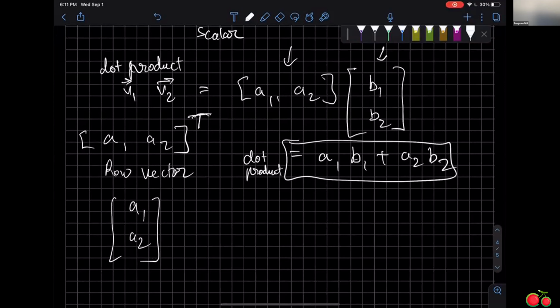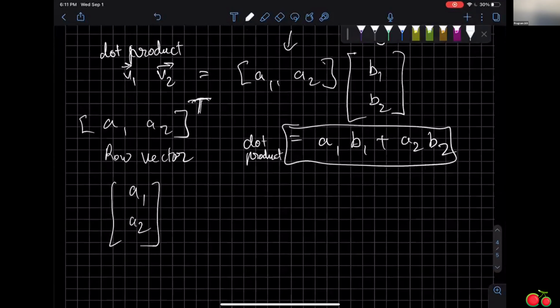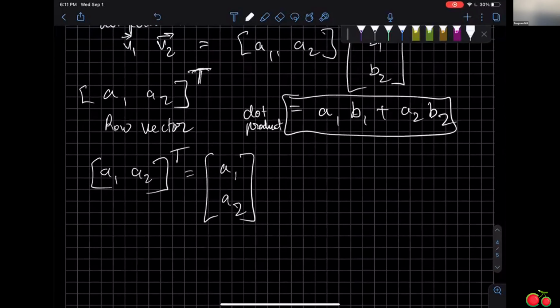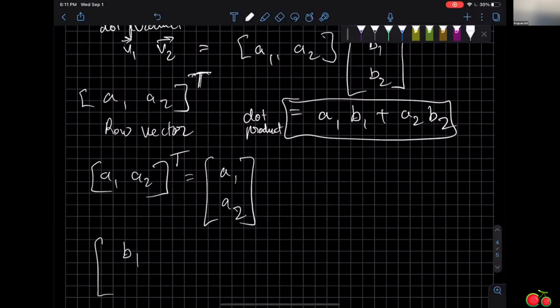Okay, and transpose is going to come in in a very serious way when we talk about matrices. But the basic idea is, when you have a1, a2, a row vector, and you transpose it, it becomes a column vector. So in here, we actually start with a column vector. If I transpose it, you have a row vector.